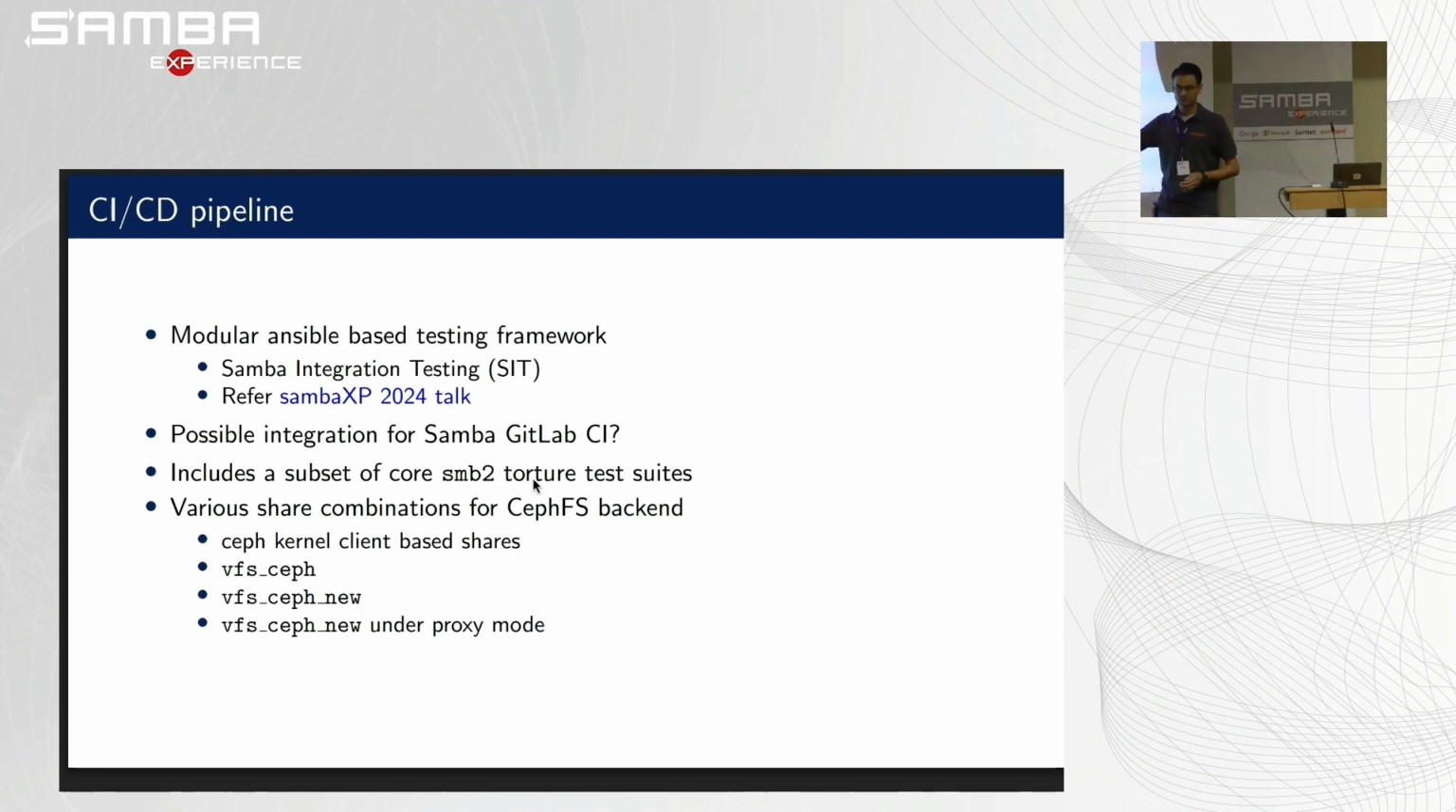There is a possible integration for the GitLab CI that we have upstream in Samba. That's something I have to propose, and we have to see how it goes. And as part of this testing framework, we include a subset of SMB2 torture tests. Not everything, but we could find that the subset that we are using is good enough for us. We will see why in the next slides. And we test various share combinations, the kernel client-based shares also, the old module, the new module with proxy mode. So we have 4 to 5 different shares configured with a particular setup.